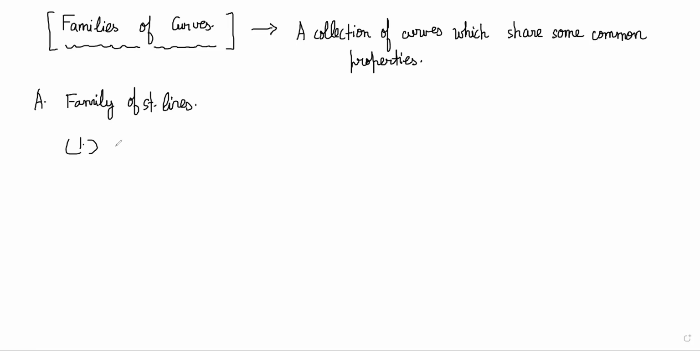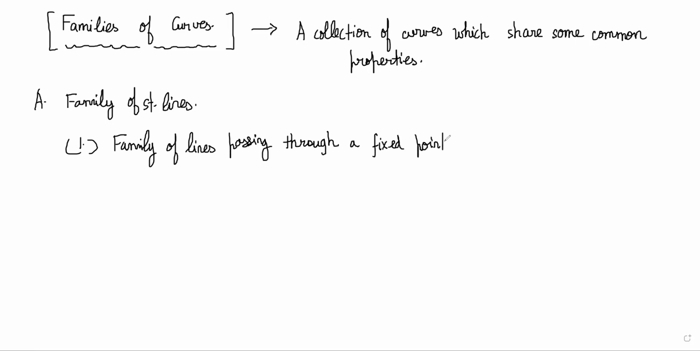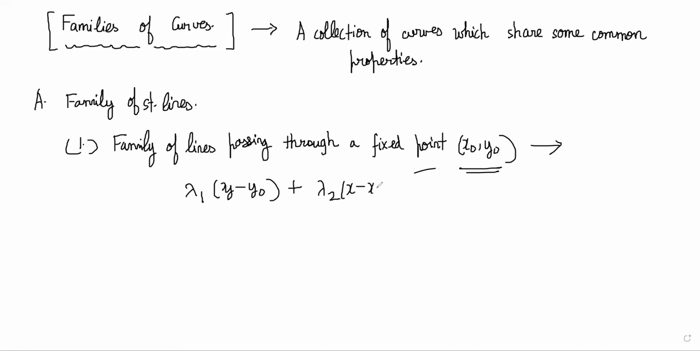And the first example that we look at is the family of lines passing through a fixed point, x naught comma y naught. How would we write the equation of the family of lines passing through a fixed point x naught, y naught? The way to do that is lambda 1 (y minus y naught) plus lambda 2 (x minus x naught) equal to 0. Here lambda 1 and lambda 2 are parameters.